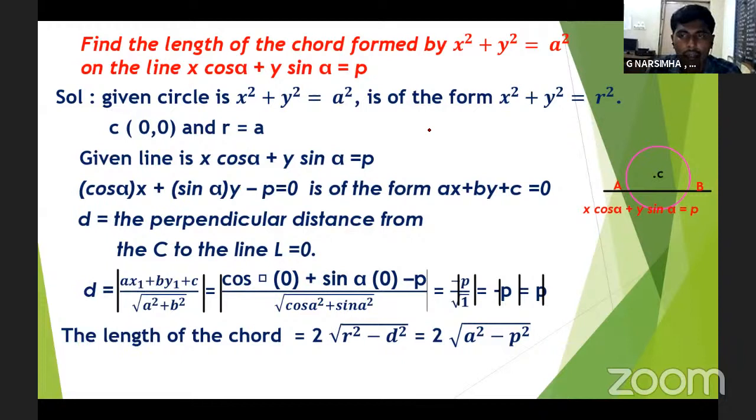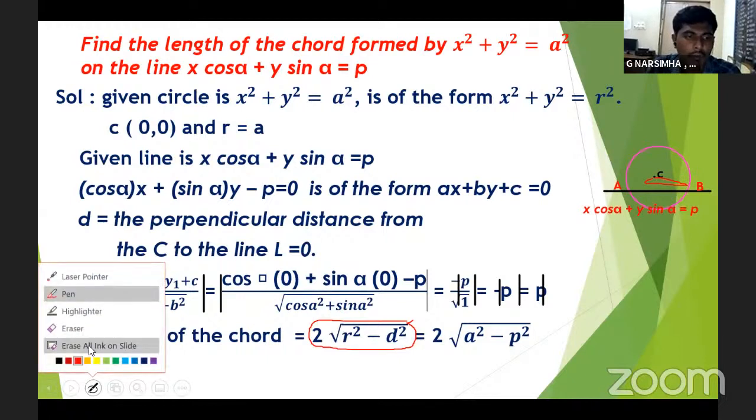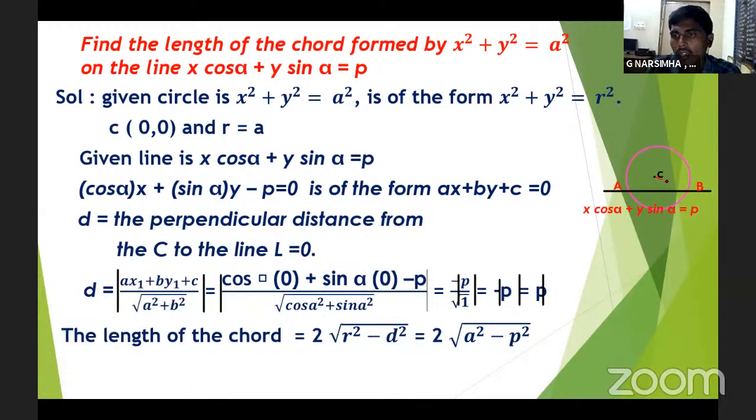Once again, I am recalling you. Here, we should find the length of chord formed by the circle with the line. As you know already, the length of chord is 2 root r square minus d square, where r is the radius of the circle, and d is the perpendicular distance from the center of the circle to the line. Just observe the circle equation, which is of the standard form, x square plus y square equals r square. Instead of r square, a square is there, therefore radius is equals to a.